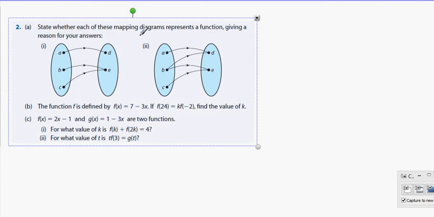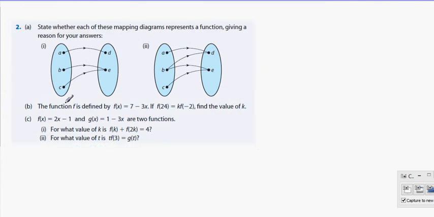Now, the function f is defined by f of x equals 7 minus 3x. The output is equal to 7 minus 3 times the input. The output when the input is 24 is equal to k multiplied by the output when the input is minus 2. Find the value of k. Now that's a bit of a tongue twister, right? But it's not too bad.